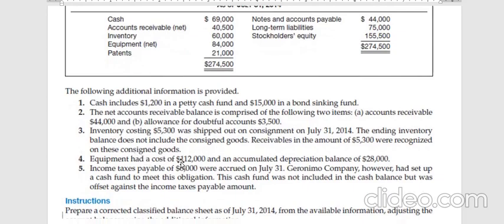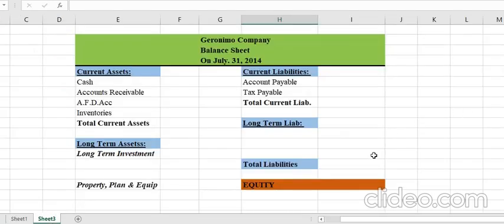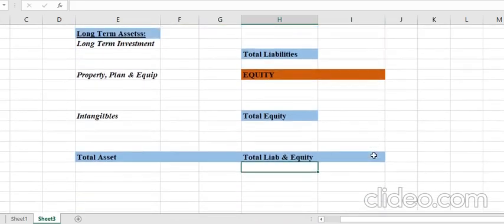Equipment had a cost of $112,000 and accumulated depreciation of $28,000. So no reversal is needed here. It's just that a better representation of the accounts should be done in the balance sheet. In order to save time and the MB size, I have already prepared an empty format of a balance sheet for ourselves.